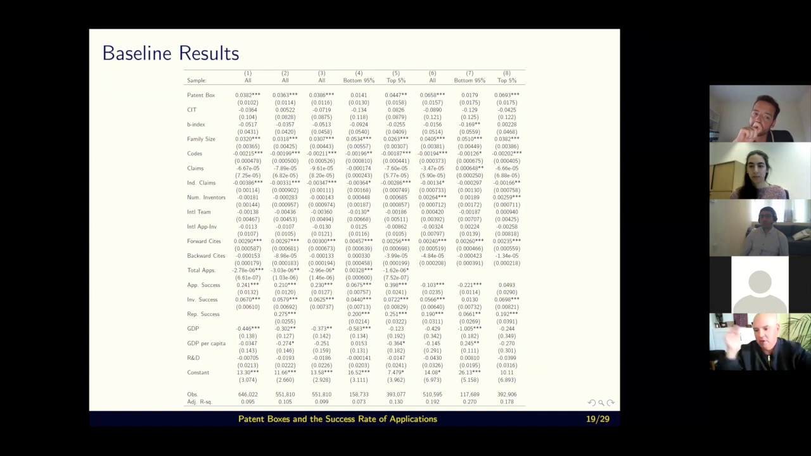So do you also control for an applicant that gathers a group later and files another patent in a group instead of a single patentee? So multi-applicant applications are tossed out of the data.